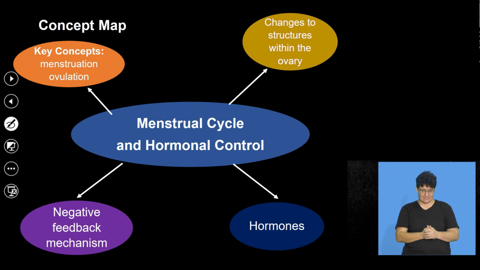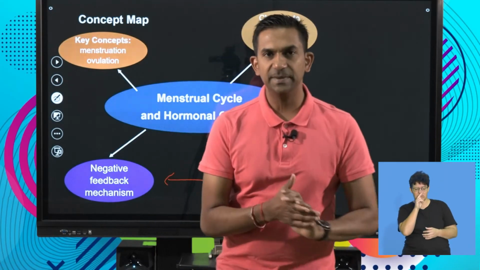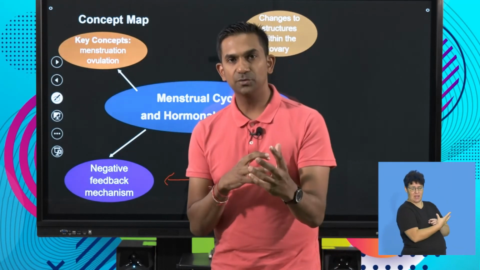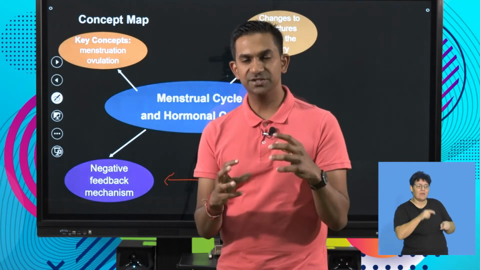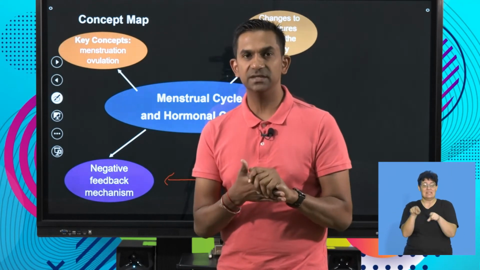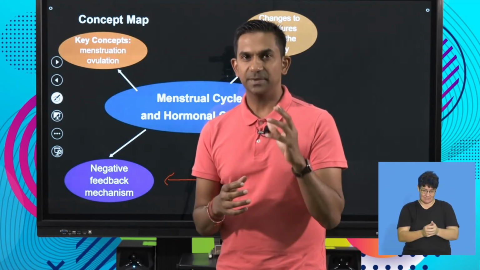Guys, in this segment, we focused on the hormones. We're going to go into a little break, and we're going to look at the negative feedback mechanism and how these hormones bring about coordinated function between the various structures and the developments within the uterine lining. Have a little break, freshen up, and we'll see you in a little while.